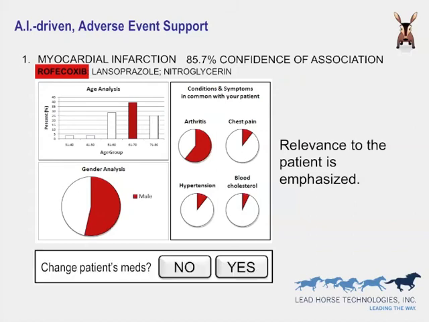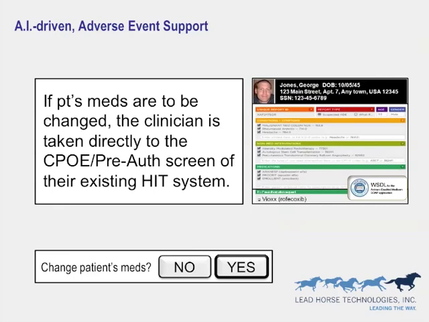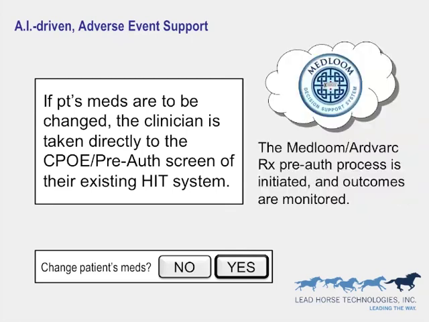And we don't leave it at that. We ask you if you would like to change any of that patient's medications. And you could say no, and you could say yes, but if the patient's meds are to be changed, the clinician is taken directly to the CPOE or pre-auth screen of their existing health IT system, allowing that physician to say, okay, I think I'll take George off of Vioxx and put him on Celebrex, and then initiate the pre-authorization process, after which the Medloom system will monitor the outcomes.